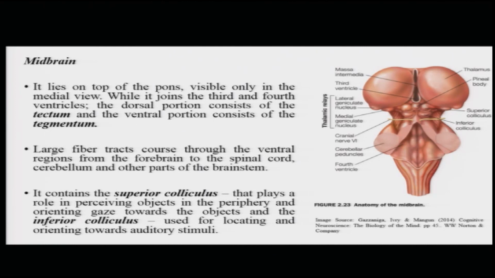So this is basically a realization of that kind of thing, and it contains two sets of nuclei. You can see here, at the top there are these two nuclei called the superior colliculus, and then there are these two at the bottom, which are called the inferior colliculus. The superior colliculi play a role in perceiving objects in the periphery. If something is situated in my peripheral vision, it helps me orient my gaze towards that object.